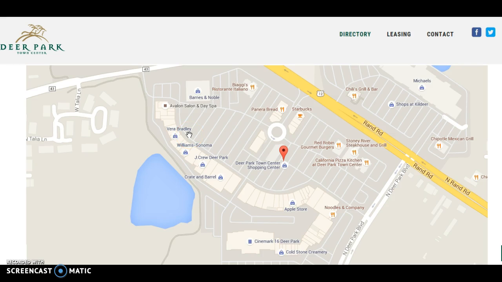So as we take a look at a map of the Deer Park Town Center, if my wife saw a bag at the Vera Bradley store, but then we just so happened to walk into J. Crew and saw some shoes that went with it, that would be a really good example of agglomeration. The fact that restaurants are nearby also would play into that. So I would be out a little bit of money that day.